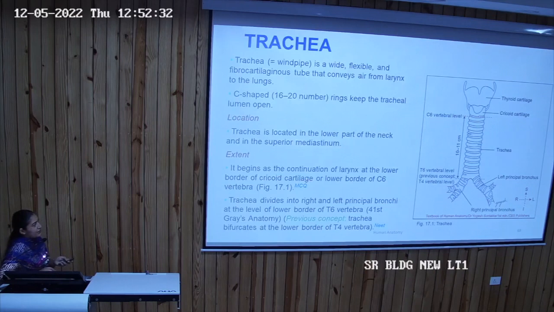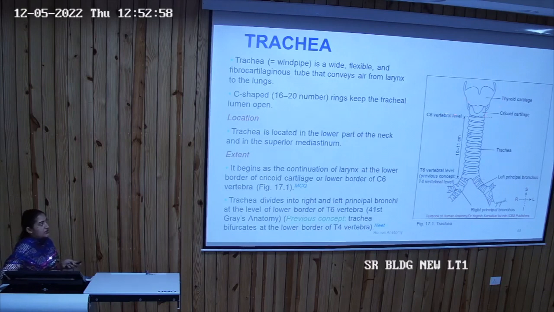The trachea is located in the lower part of the neck and in the superior mediastinum. There is also a separate topic for the mediastinum, so the person dealing with the mediastinum will tell you about the trachea again too. Extent of the trachea: it is a continuation of the larynx. Try to remember this. This is the larynx, and these cartilages are part of the larynx.